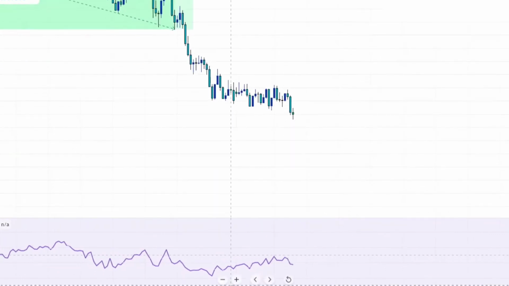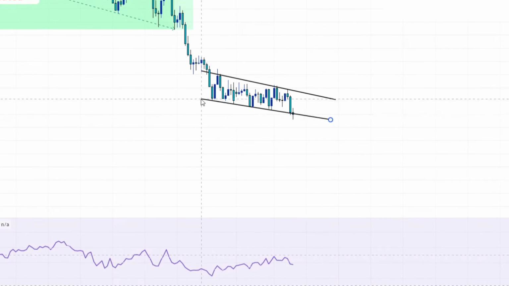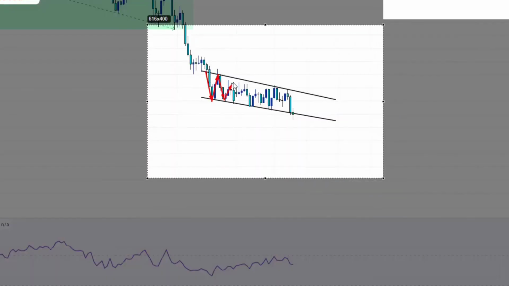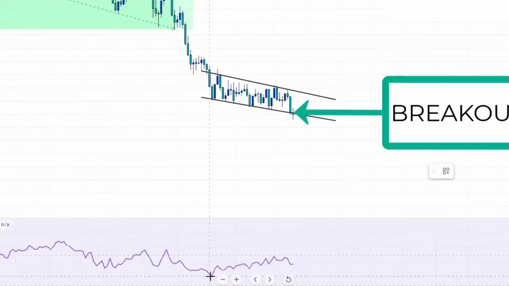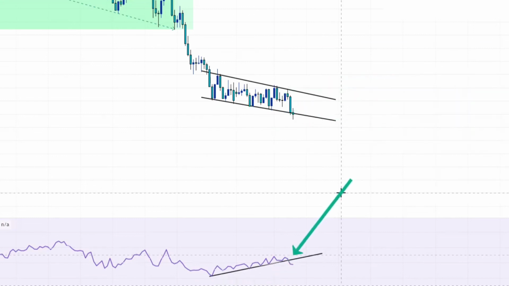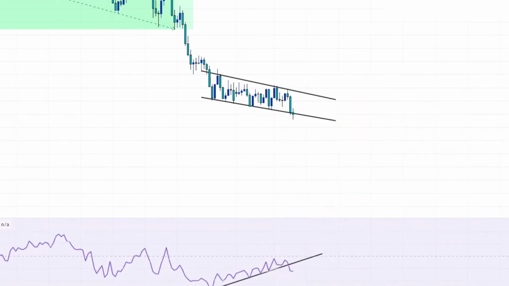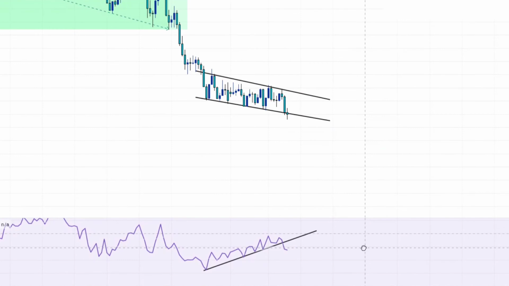We will draw trend line. Market is following trend line and making channel pattern. Market is breaking the channel pattern. RSI has also broken trend line. In this place we will place sell trade. Our stop loss will be at the last high of the market.